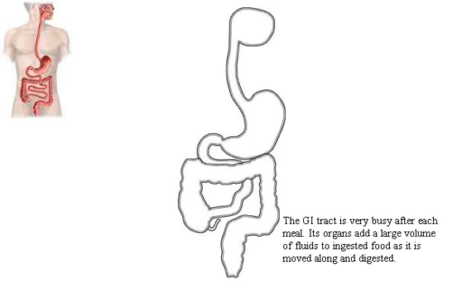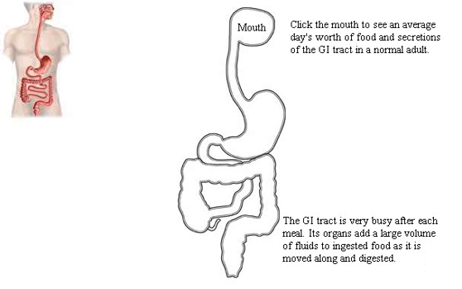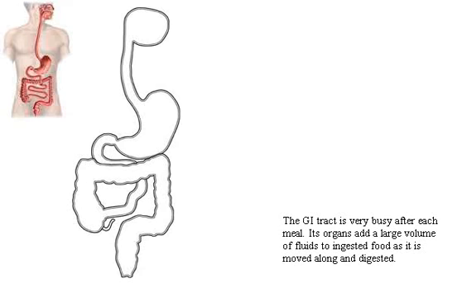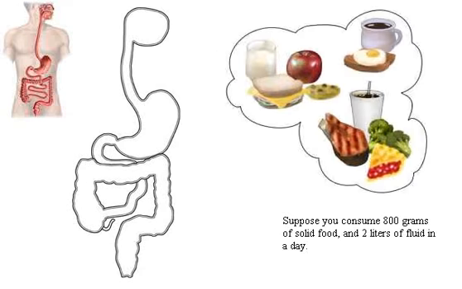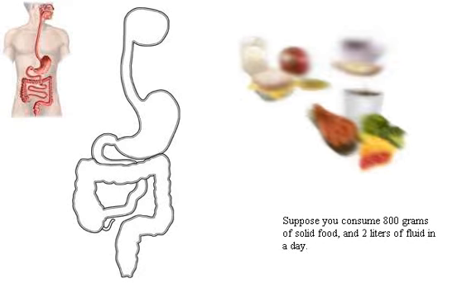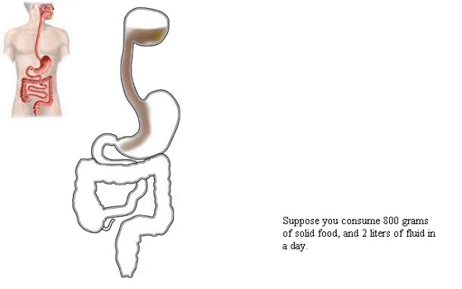The GI tract is very busy after each meal. Its organs add a large volume of fluids to ingested food as it is moved along and digested. Click the mouth to see an average day's worth of food and secretions of the GI tract in a normal adult. Suppose you consume 800 grams of solid food and 2 liters of fluid in a day. About 1.5 liters of saliva are secreted into the mouth.